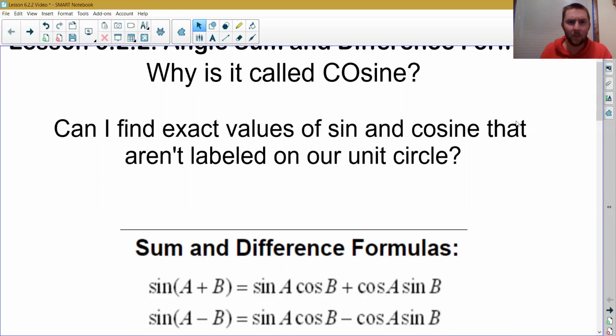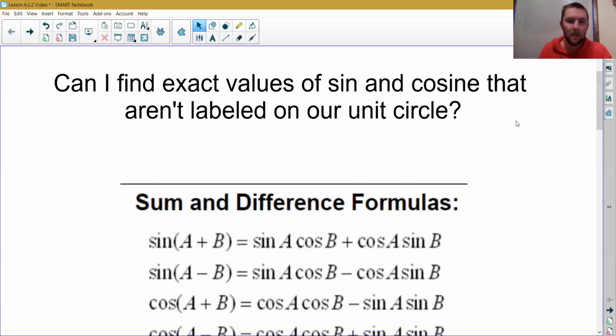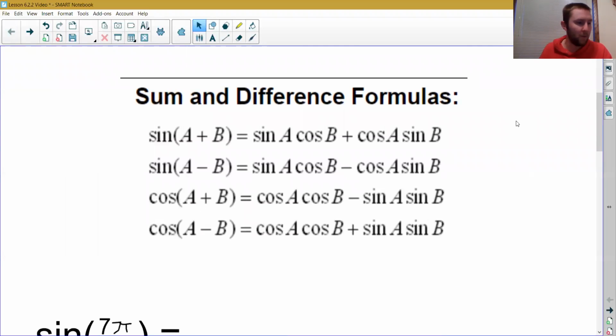As I said, we're going to answer these two questions. Why is it called the cosine? Can I find exact values that aren't labeled on our unit circle? In order to do that, if you look on page 291 in your textbooks, you will see a big math notes box that says sum and difference formulas, okay?